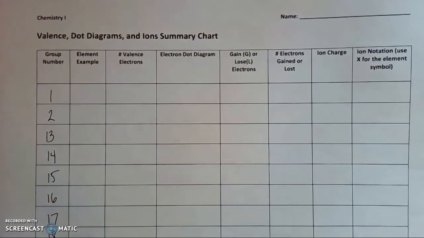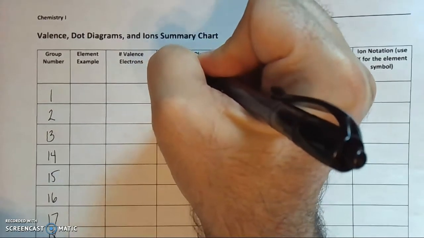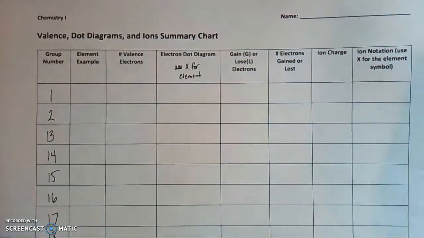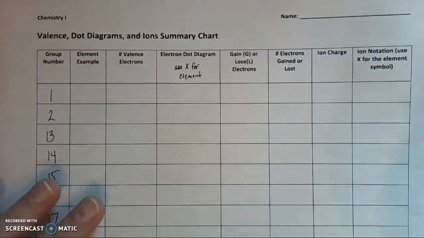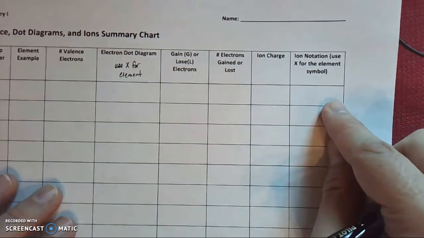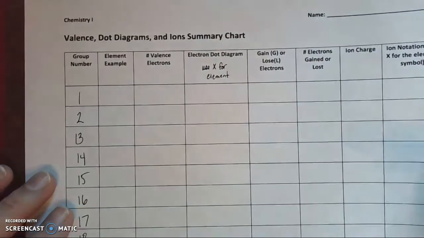So we're just going to pick one element from this column, and then we're going to talk about how many valence electrons, what its dot diagram would look like, and we're going to use X for the element. We're going to write down if it gains or loses electrons, how many it gained or lost, what charge it would have, and then the ion notation. And we're going to use X for the element symbol.